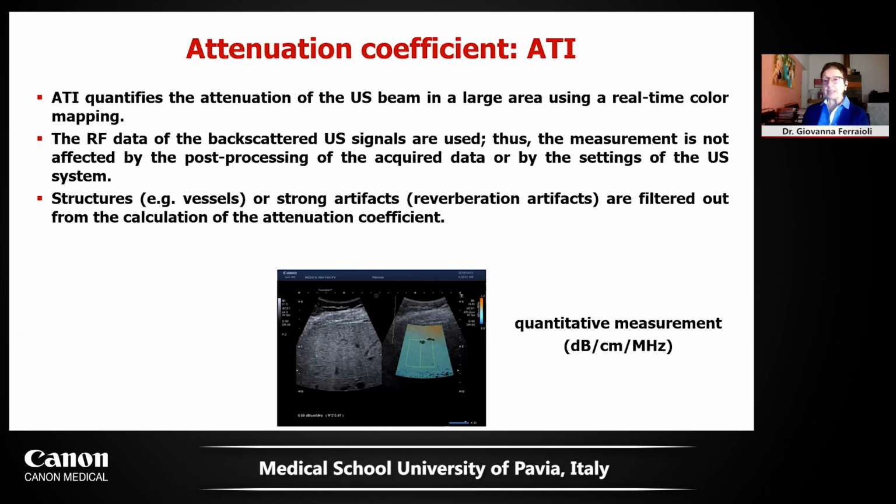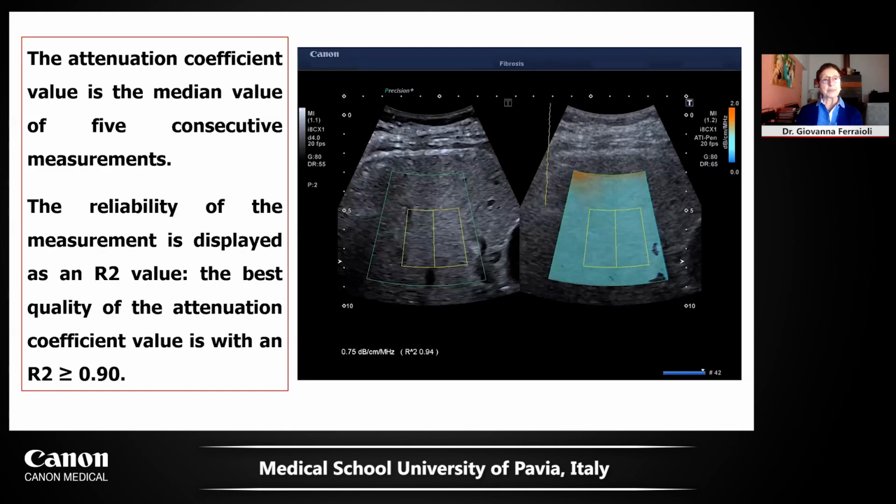The quantitative measurement is obtained in decibel per centimeter per megahertz. The attenuation coefficient that we obtain is the median value of 5 consecutive measurements. And the reliability of each measurement is displayed on the screen as an R2 value, and you can see here, the best quality of the attenuation coefficient is when the R2 value is 0.90 or higher.